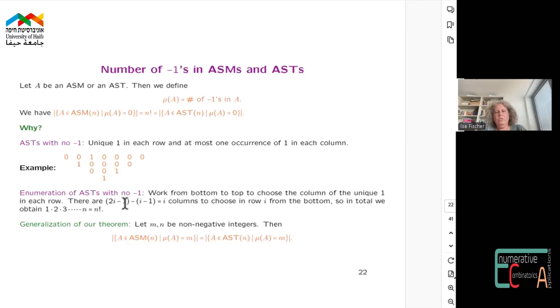And now we want to enumerate alternating sign triangles with no -1. And here it's really good to work from bottom to top. In the bottom row, there has to be a 1, so there is no choice.